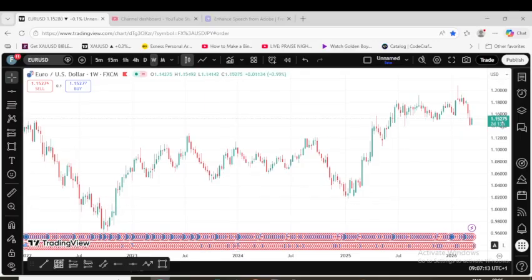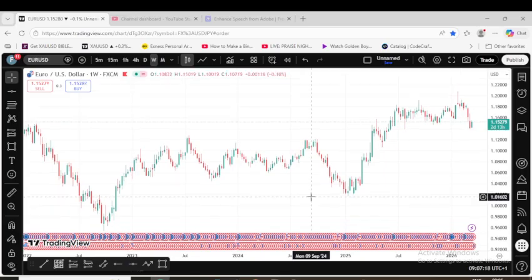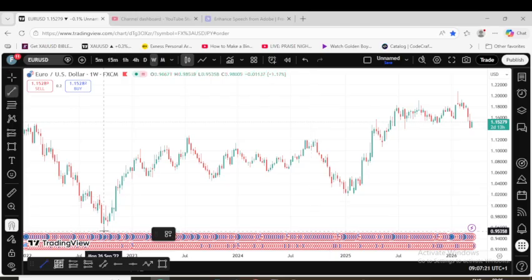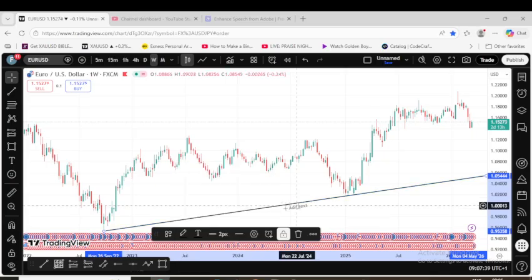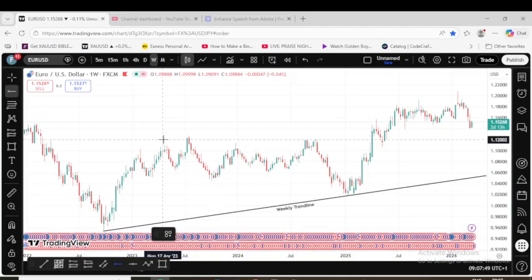Before we do that, it seems that we can draw a trend line across these points. We can draw a trend line like this. This should be our 1 week trend line, or our weekly trend line. Okay, so now let's identify our zone.